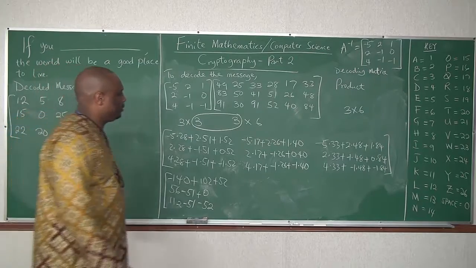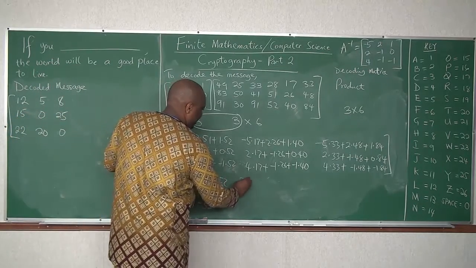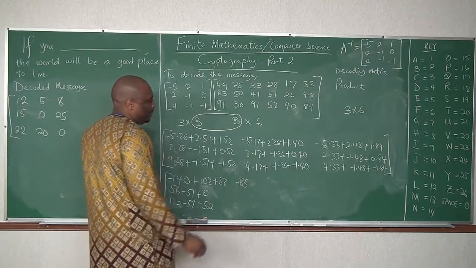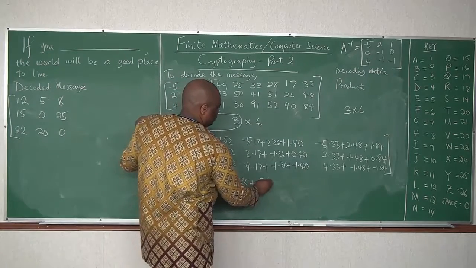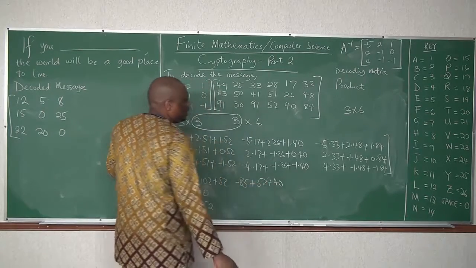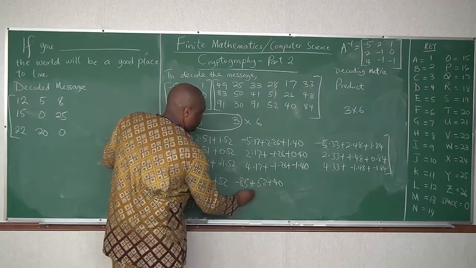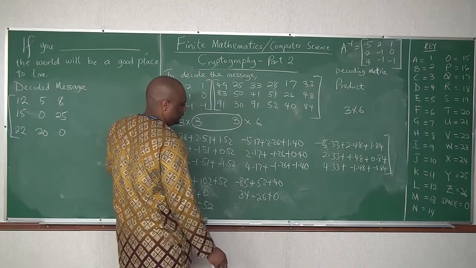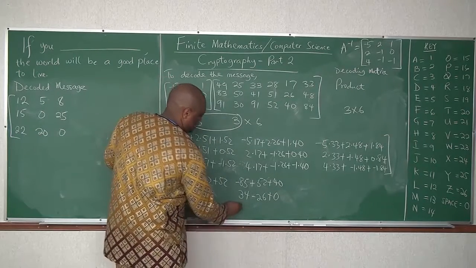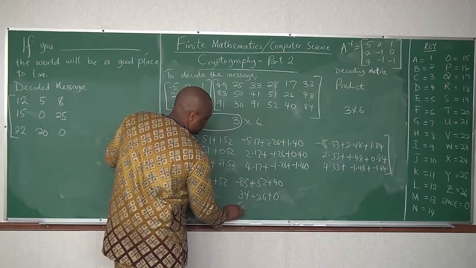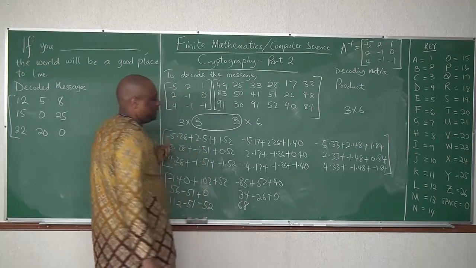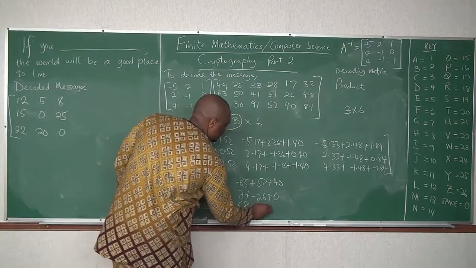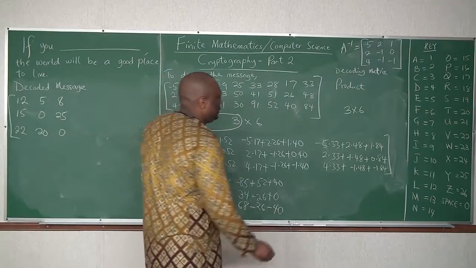Let's double check it to make sure we are right. Now this is a negative 85, right? Plus 52 plus 40. This is a 34 minus 26 plus 0. This is a 68. 4 times 8, 28. Then 4 times 1, 4 plus 2, 6. 68 minus 26 minus 40.